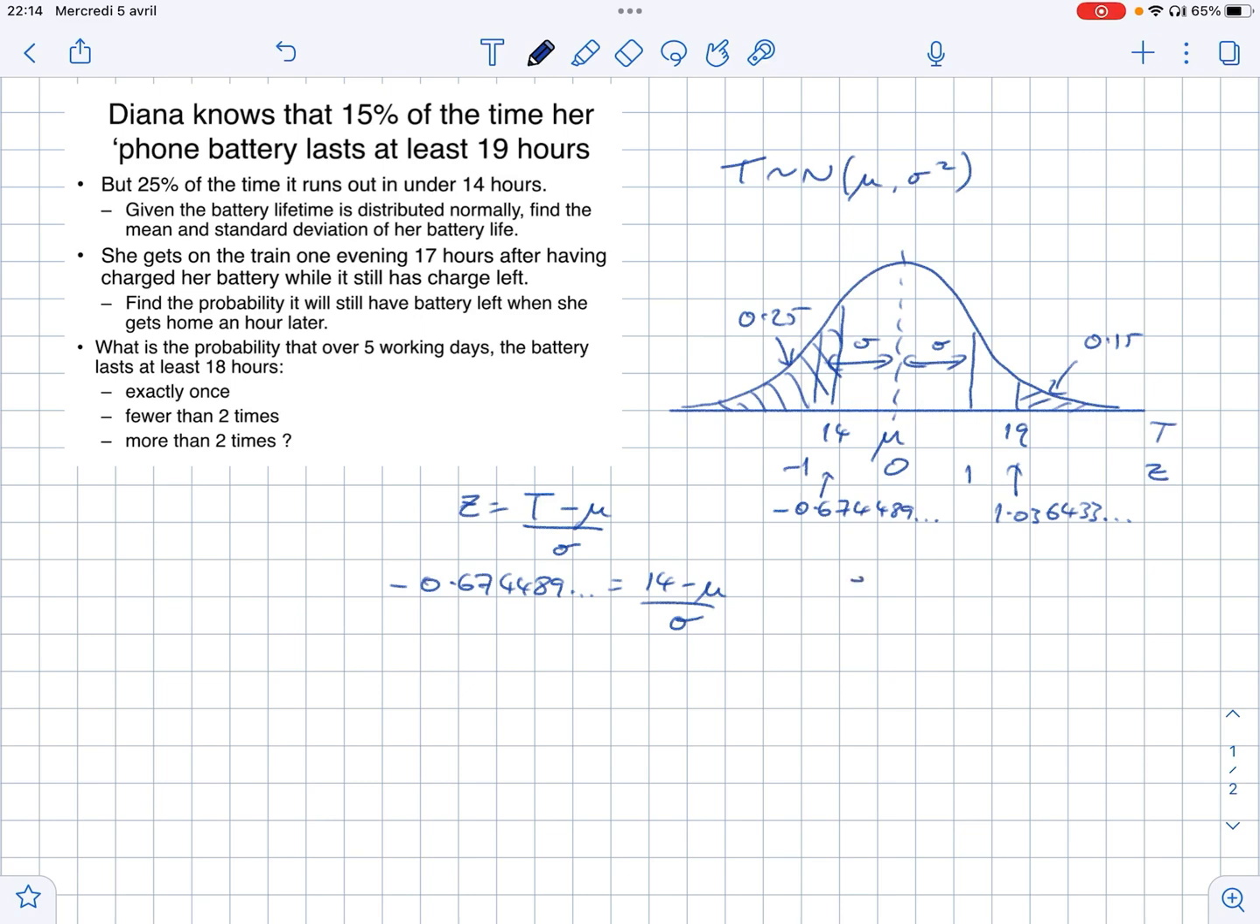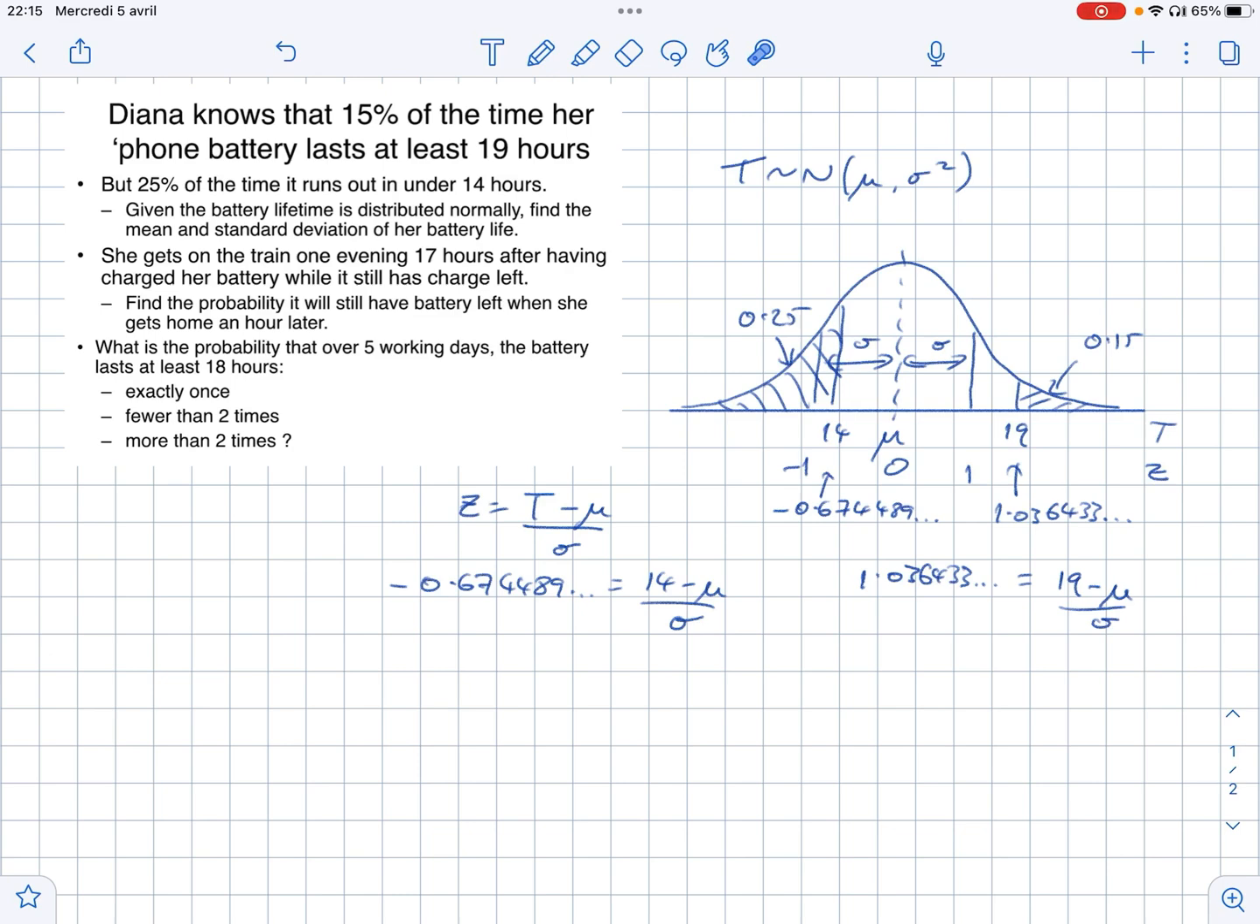We know that 1.036433 dot dot dot is equal to (19 subtract mu) over sigma. That's from these values here. Put them in for the Z and the T values. That gives me two equations.